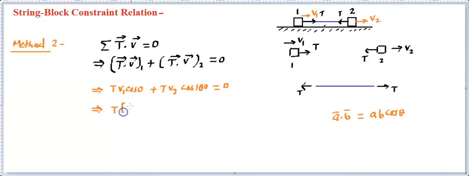You find the T as a common. This becomes V1. From here, cos 180 is minus, so minus V2 equal to 0. Then we will say this T is a non-zero number because there is a tension existing. So this bracket must be 0. So from here, you are getting V1 minus V2 equal to 0. So that's a constraint relation. That means what is the constraint relation that we are getting? V1 is equal to V2.